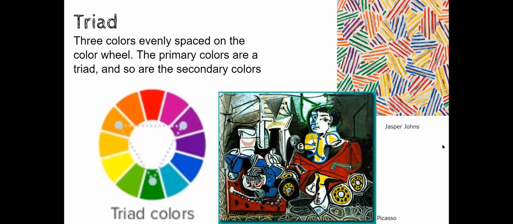Triad. A triad color scheme uses three colors evenly spaced on a color wheel. The primary colors are a triad, and so are the secondary colors. This means that red, yellow, and blue are a triad. Also, orange, green, and purple are a triad too. So, think triad as in triangle. Triad, triangle. For example, look at this color wheel on the screen, and it forms a triangle between the orange, purple, and green. So, triad, triangle.